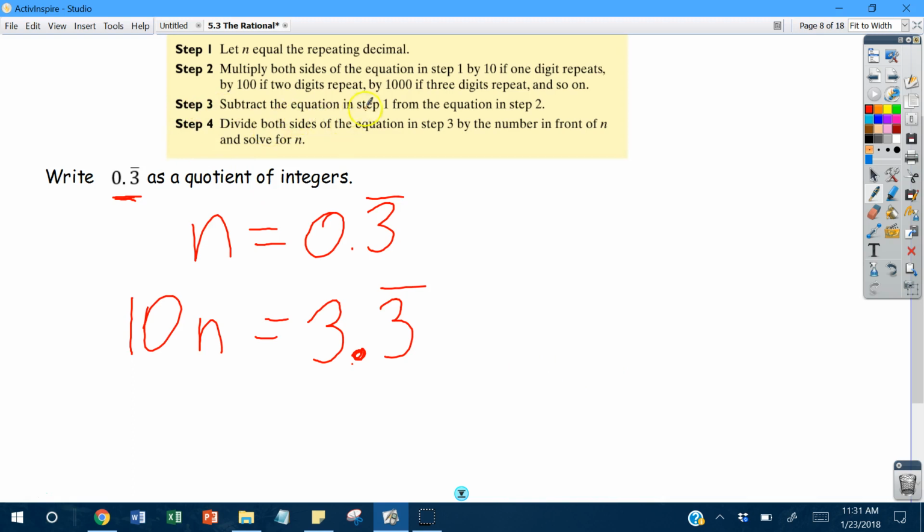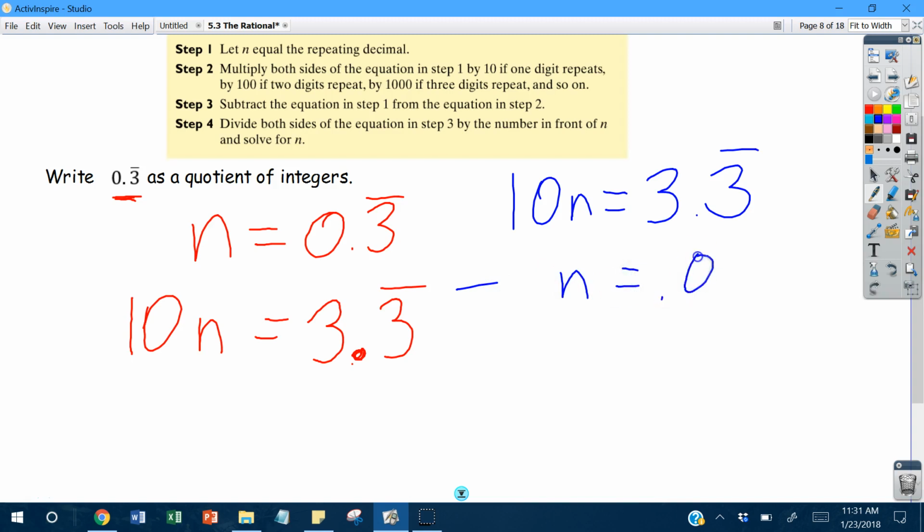Step 3 says subtract the equation in step 1, that's this first one, from the equation in step 2, which is the second one. So maybe I should rewrite that so this is kind of clear what we're doing. This is the equation we got from step 2, and we're going to subtract from it the equation we got from step 1. Oop, that should be a 3.